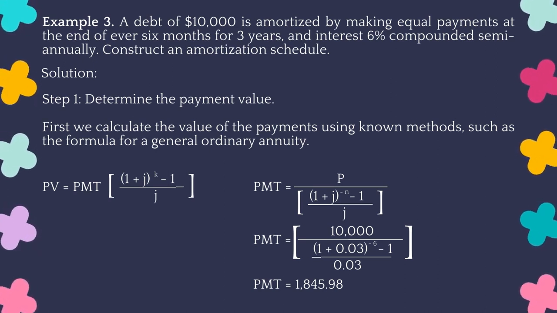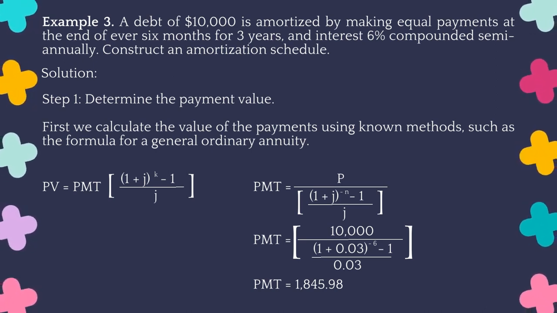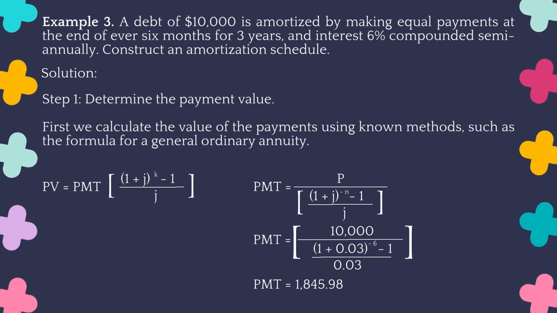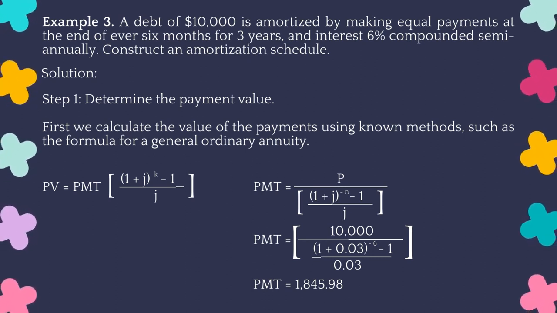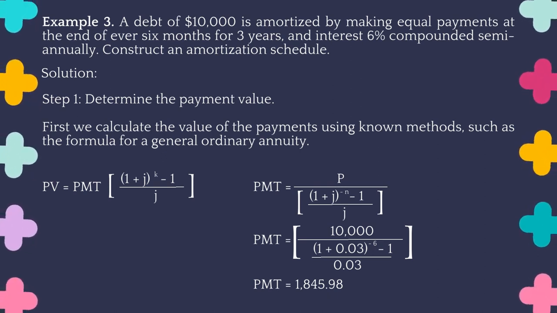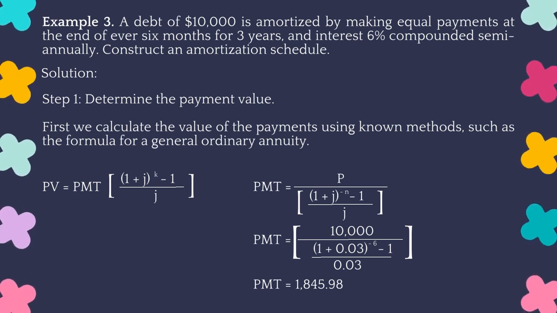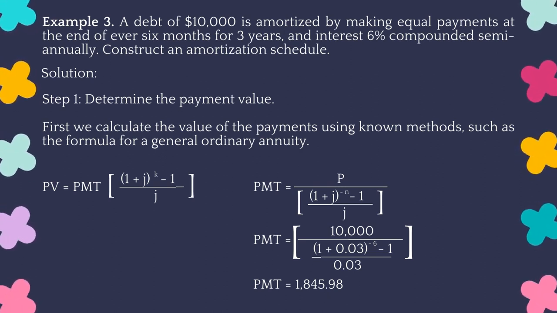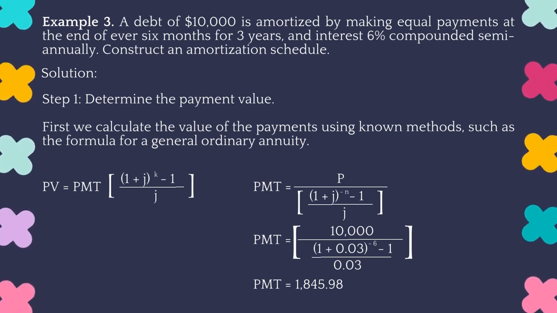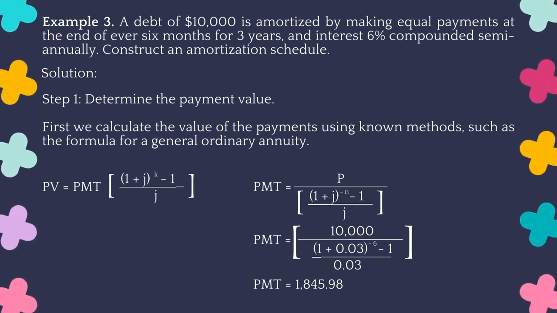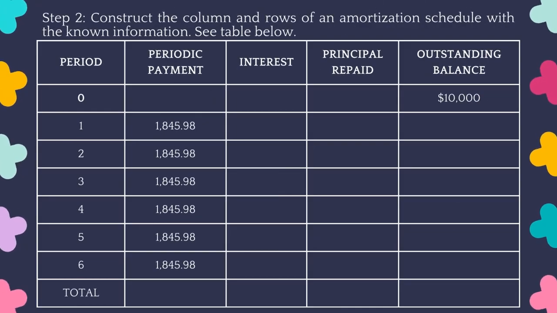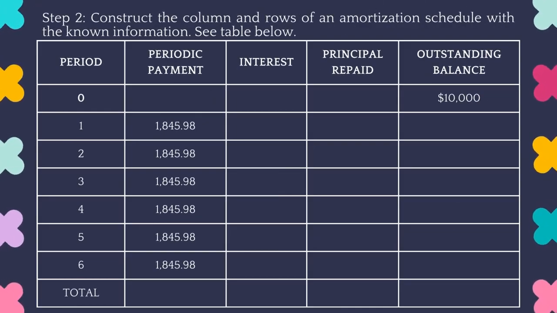So the formula that we're going to use to get the PMT is P over 1 minus 1 plus J to the power of negative K over J, where P is the principal value, which is the $10,000, over 1 minus 1 plus 0.03, which is the interest rate per annum divided by the number of periods per year, to the power of negative 6 over 0.03. To calculate this, we get the periodic payment amount, which is 1,845.98.